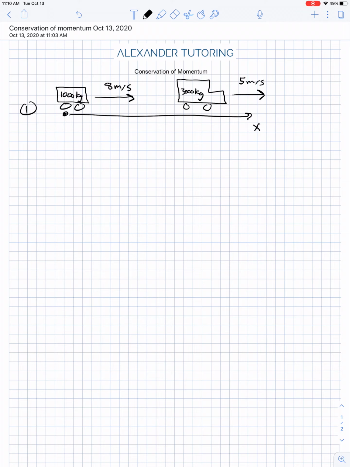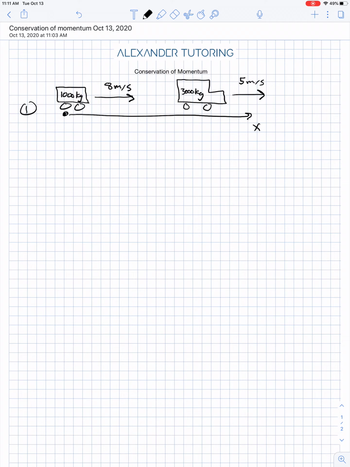So basically what's going to happen is eventually the car is going to catch up and smash into the back of the truck. And what we're going to say is that they're going to stick together and keep moving. Okay? And the question is going to be, what is the speed of the combined car and truck after they collided? Okay, so here's what conservation of momentum states.